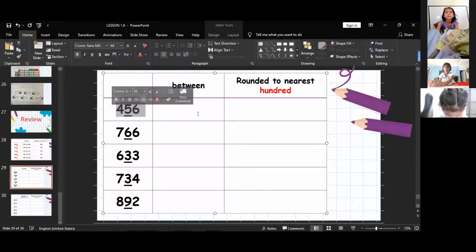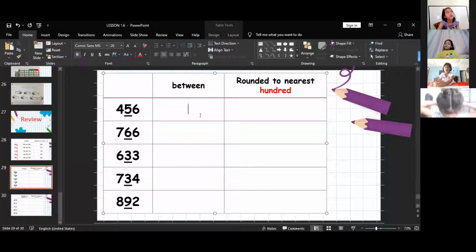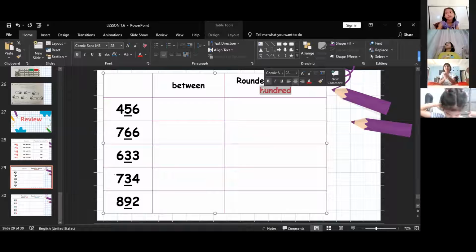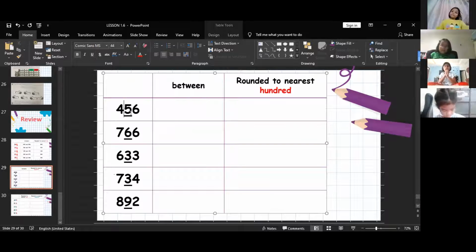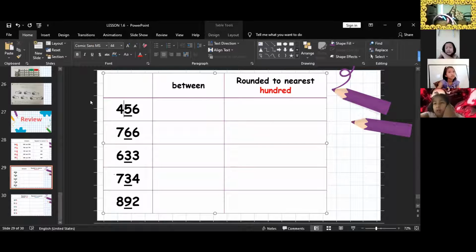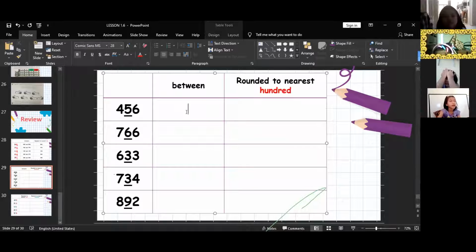Can you read the number in number one? 456. Okay, true. 456. The question is 100, meaning we're going to see the number in the center, okay? Can you see the underlined number here? Yes? Okay. 456 is between what number? In 100. 400 and 500. Okay, 400 next is 500, right?